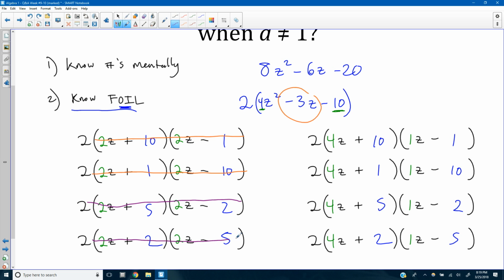Negative 6z. Now that's not how I knew that these weren't the answers. How did I know that these weren't the answers? Because this was an odd number. Now you're like, well, this is an odd number and that's an odd number. Well, guess what? They're multiplying by evens. An even times an odd is always even. An even times an even is always even.